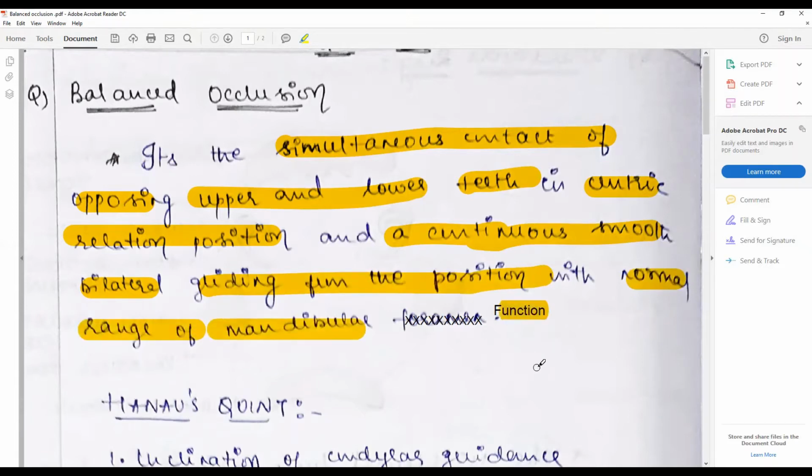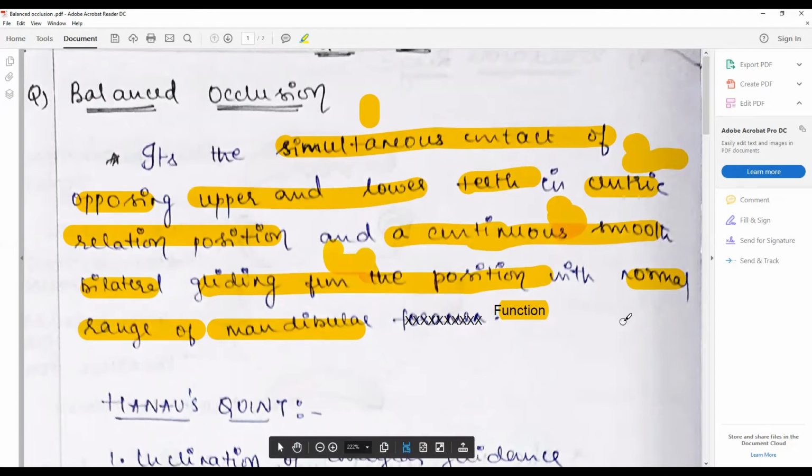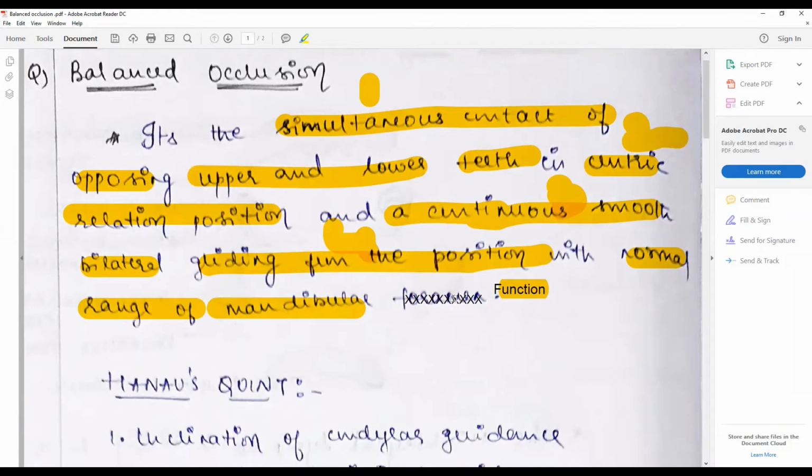So the criteria are: 1, simultaneous contact of teeth in centric relation; 2, smooth bilateral movement; 3, gliding; 4, normal range of mandibular function. So we have 5 points for this, and these are the most important things.